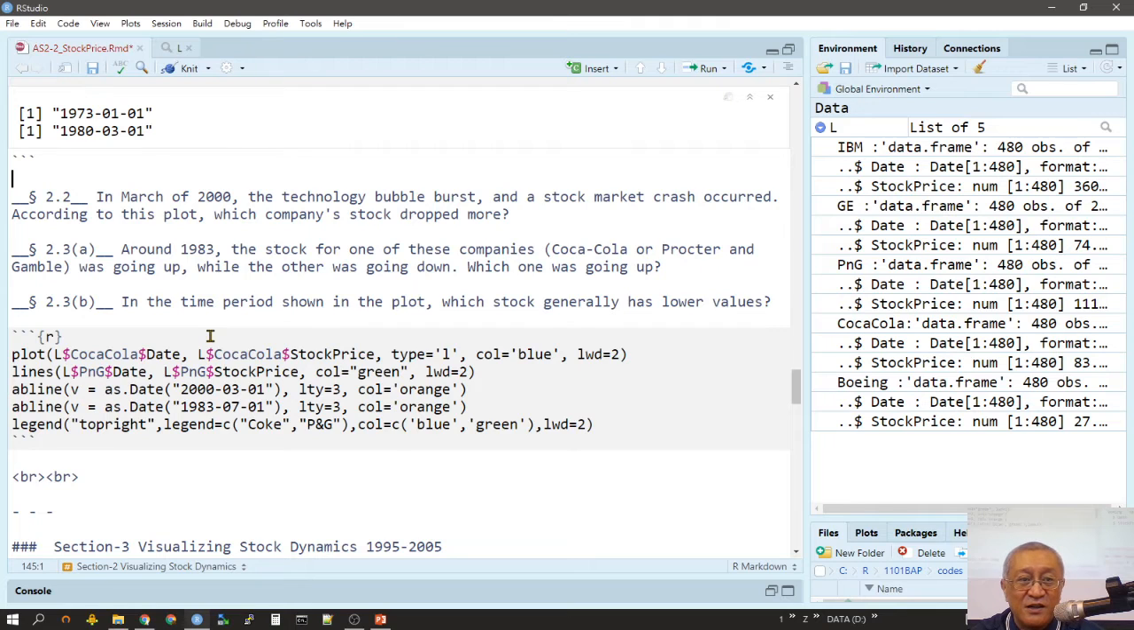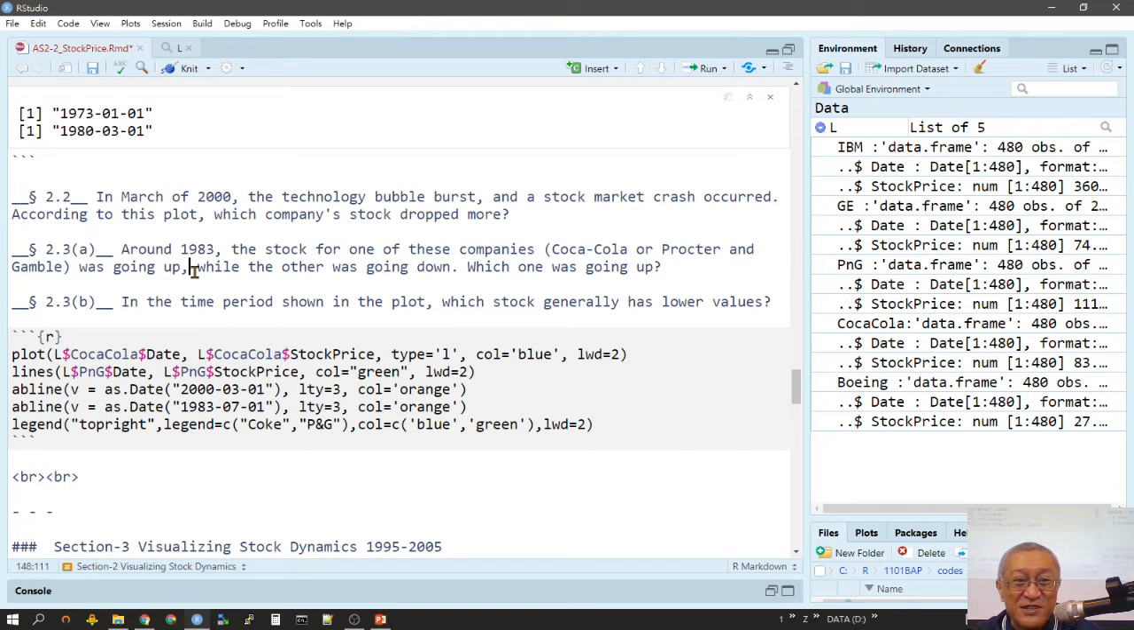Now there are three consecutive questions asking about the March of 2000, when the technology bubble burst, right? Have you been born yet? I mean, at the time of the bubble burst, have you been born yet? What is your age? Are you over 20 years old? If not, you have not experienced this. This is actually a terrible thing, right? A lot of people lost their jobs.